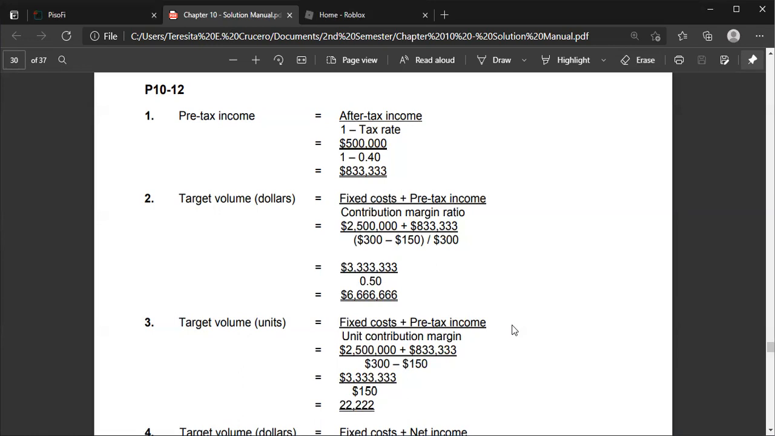So we now have your amount of 2,500,000 plus 833,333, and that's for your numerator divided by the CM ratio, that's equal to 0.5. So you have now your target volume dollars of 6,666.67 supposed to be, but we have rounded off. Now in number 3, assuming that this is a single product firm, how many units must be sold to earn the after-tax income of 500,000?